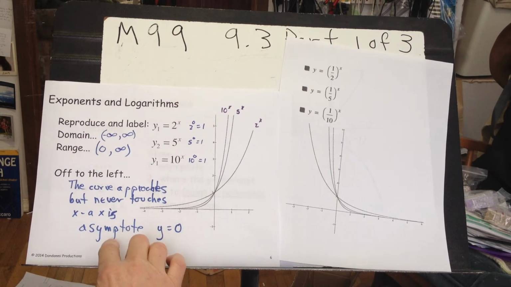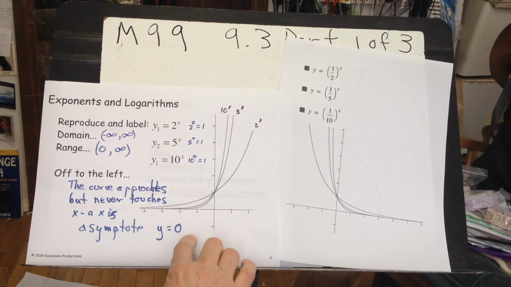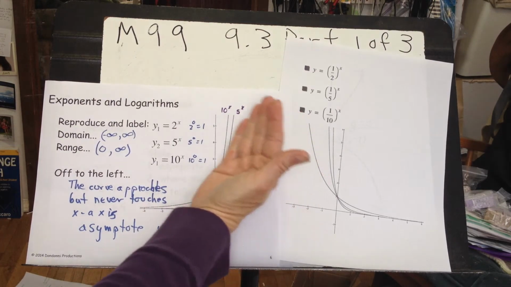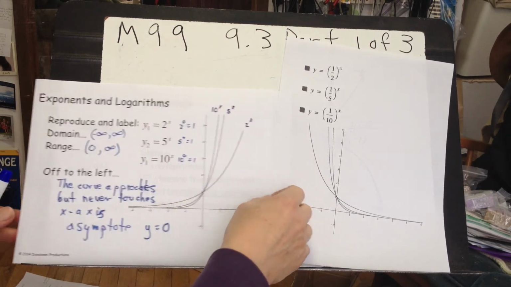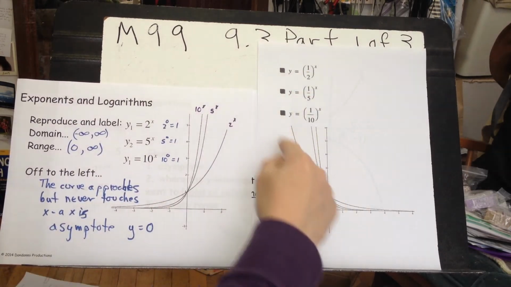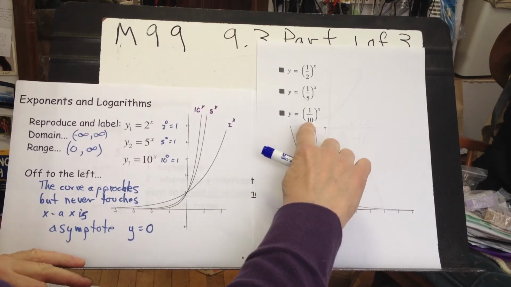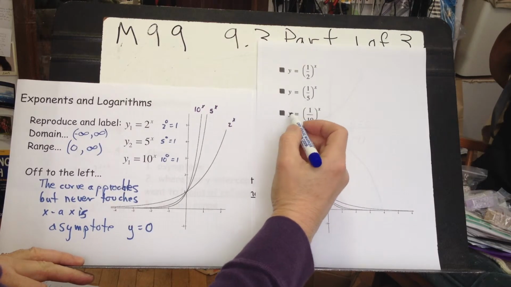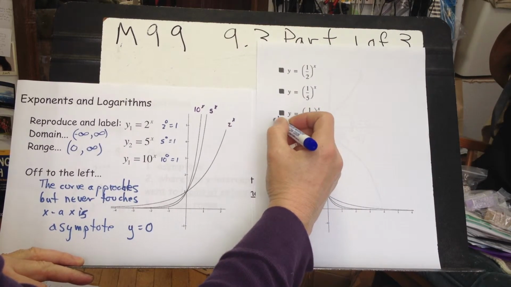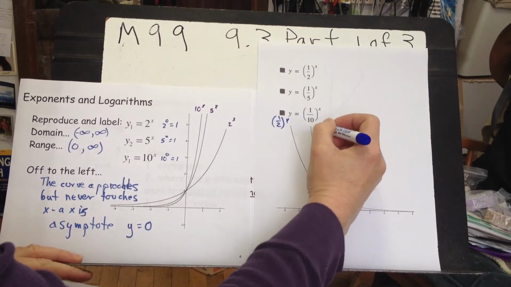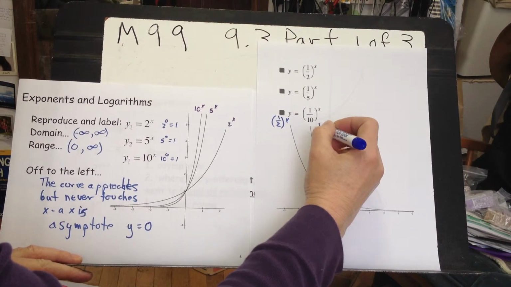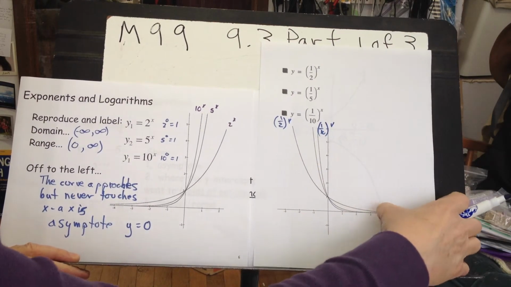Yep, so these are rising and hugging the x-axis as the base gets larger. These are falling, and they also hug the x-axis as the denominator of the base gets larger. So this is 1/2 raised to the x power, and this one over here is 1/10 raised to the x power.